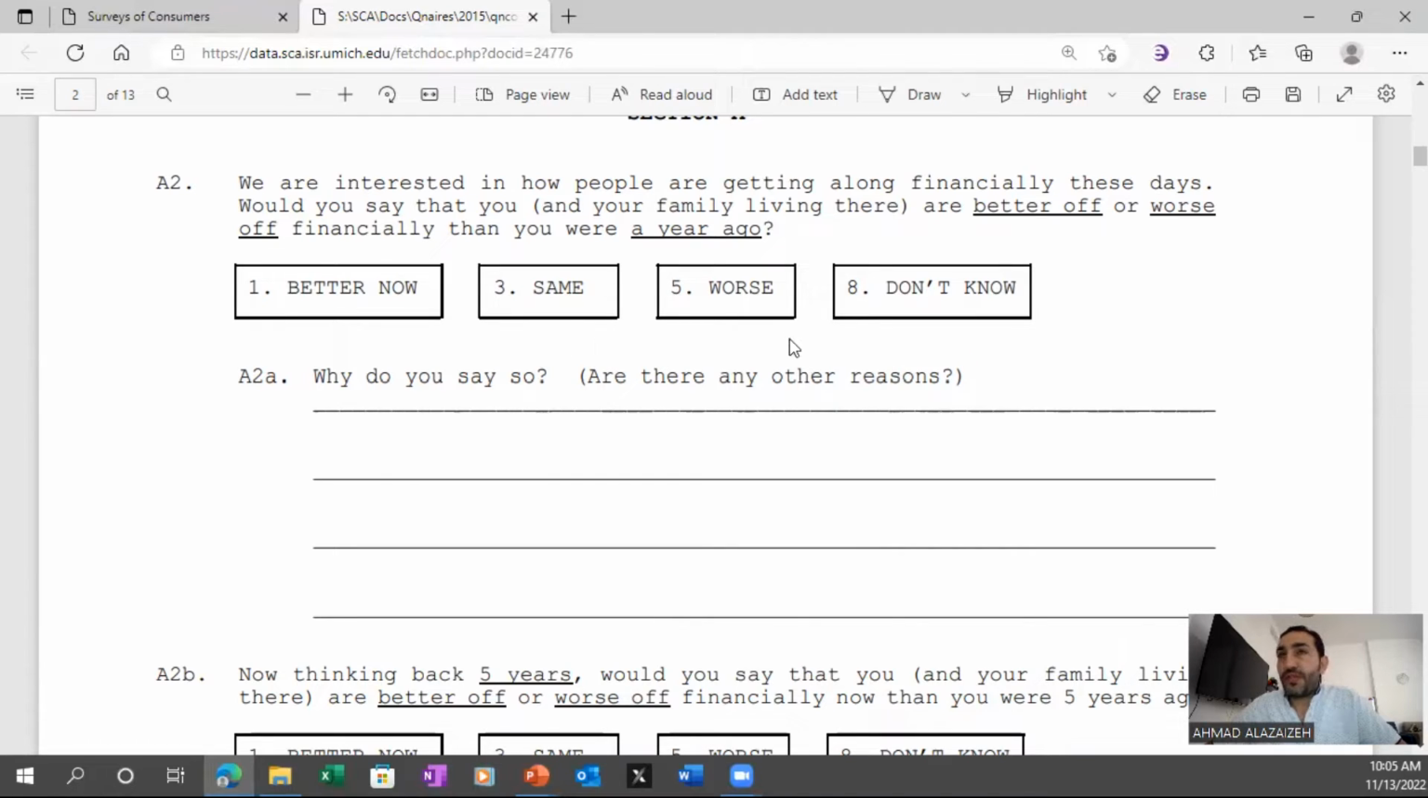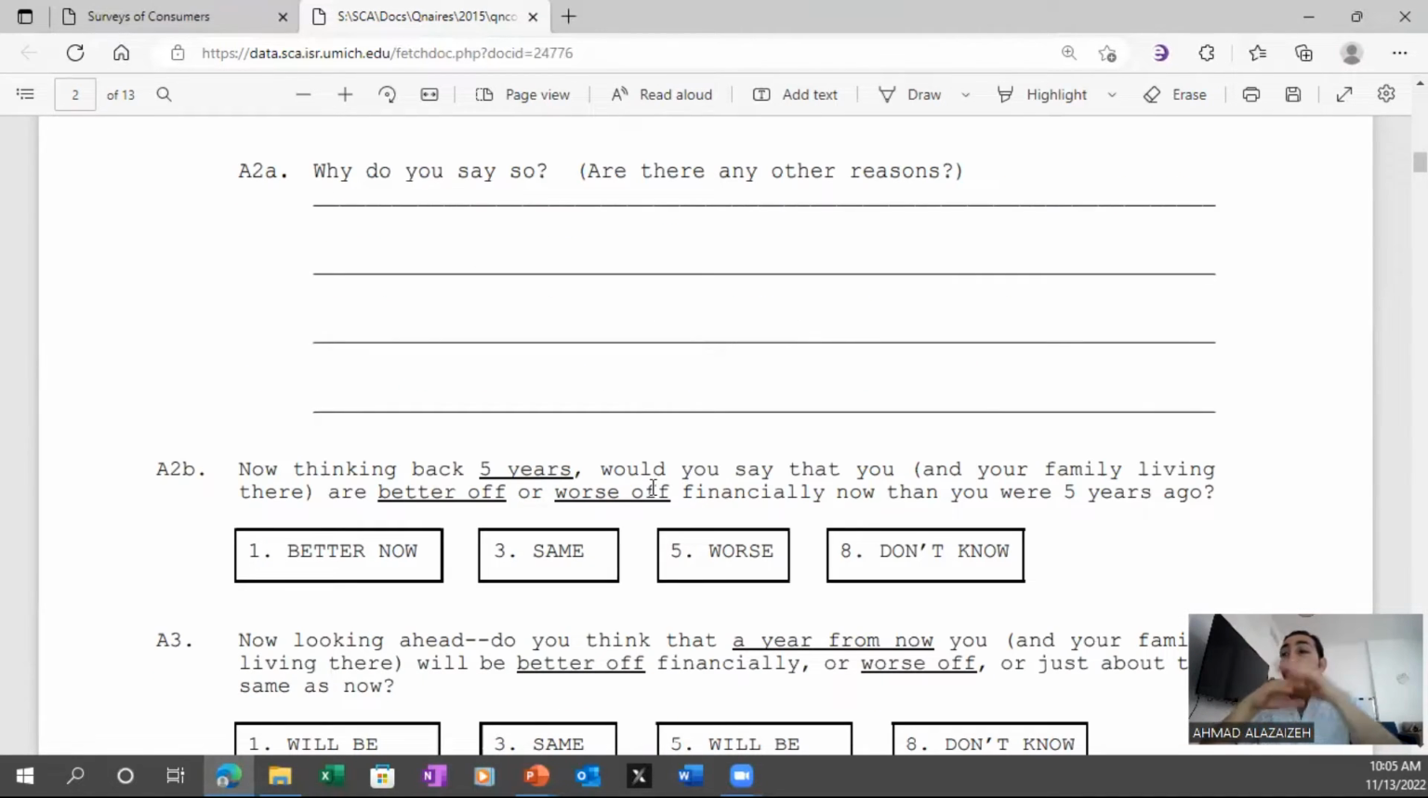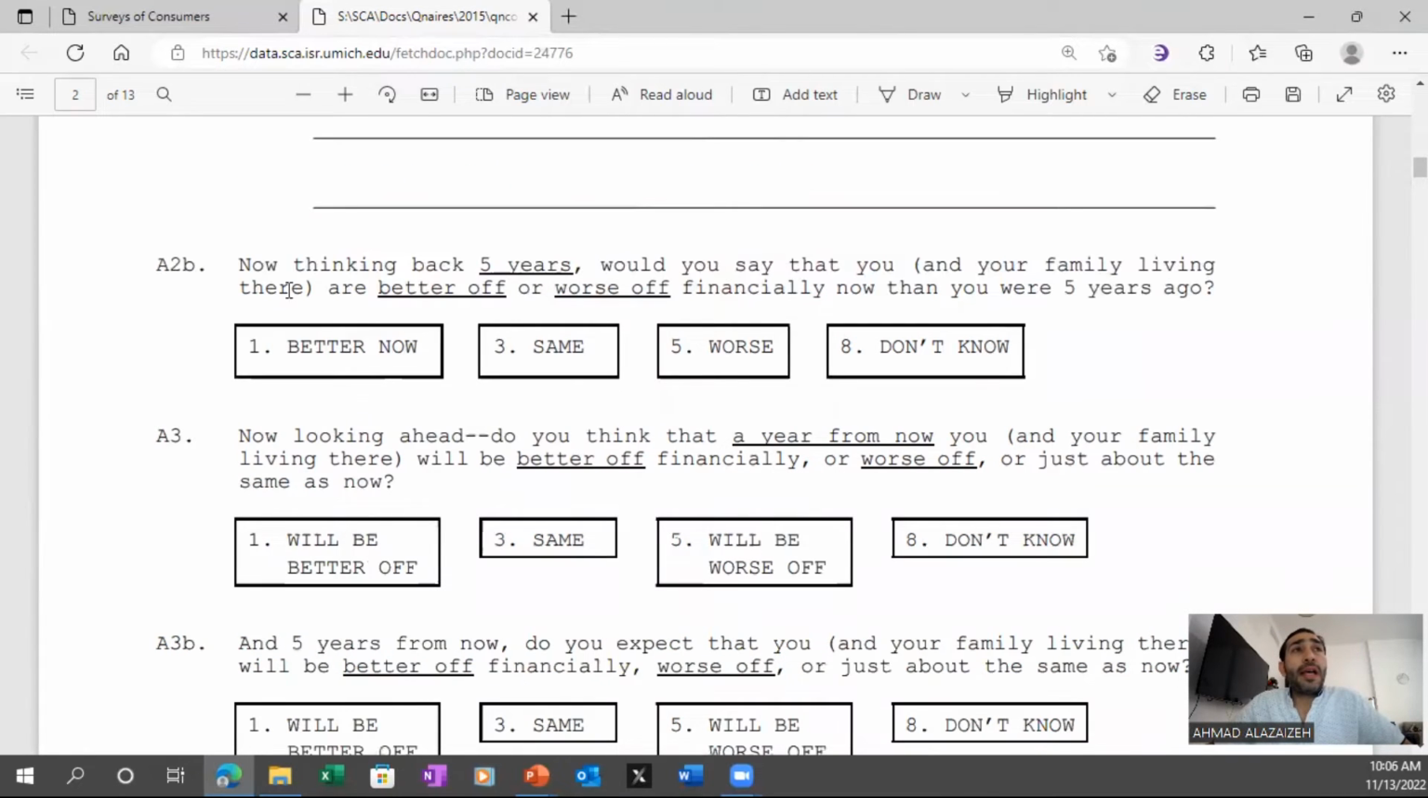If you say worse, you have to give justification. By the way, this questionnaire is a voluntary questionnaire, and nobody is going to force consumers to answer it. Those are volunteers by themselves, and they will choose randomly the people to sample different types of people. So again, section A, question 2.